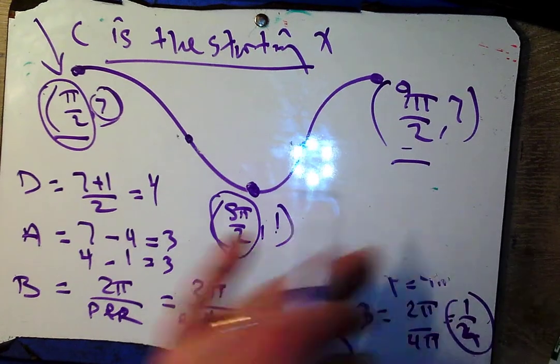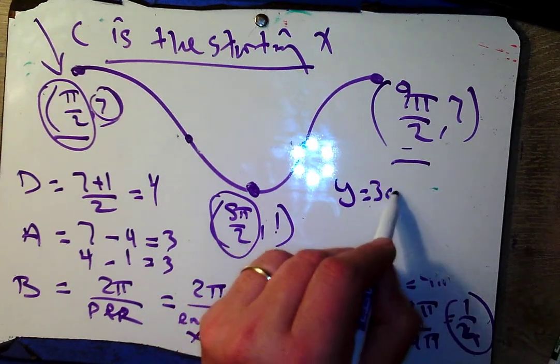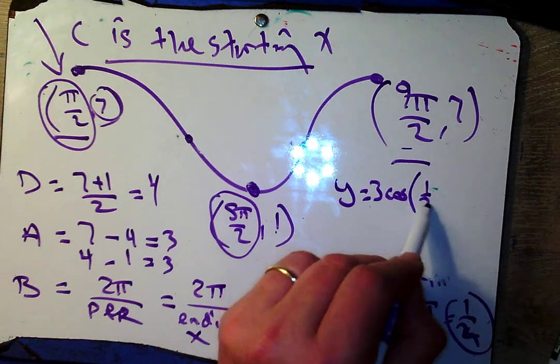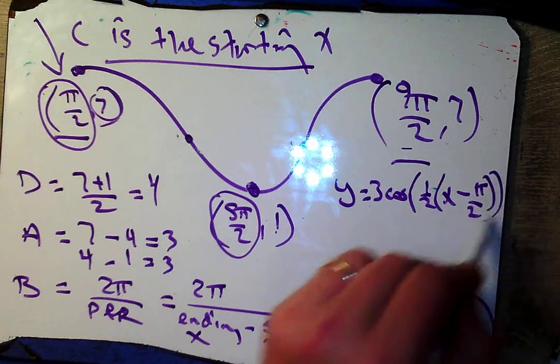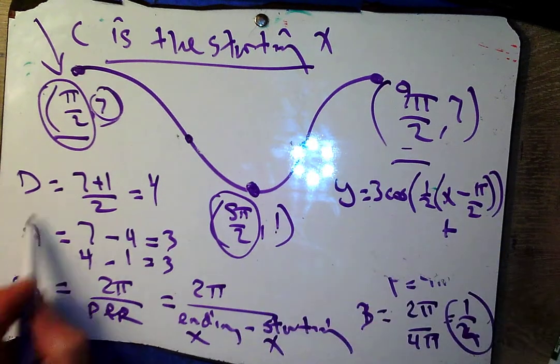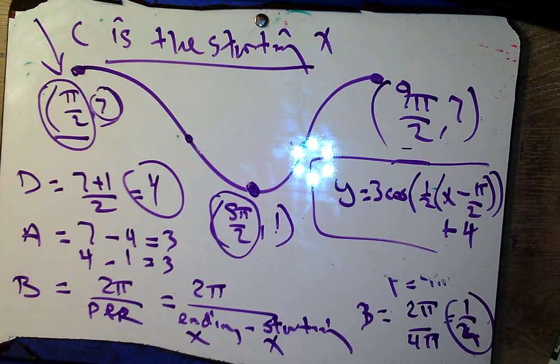So I end up then with y equals 3 cosine(1/2 x minus pi over 2) plus 4. And there's my equation. Okay. How about this one?